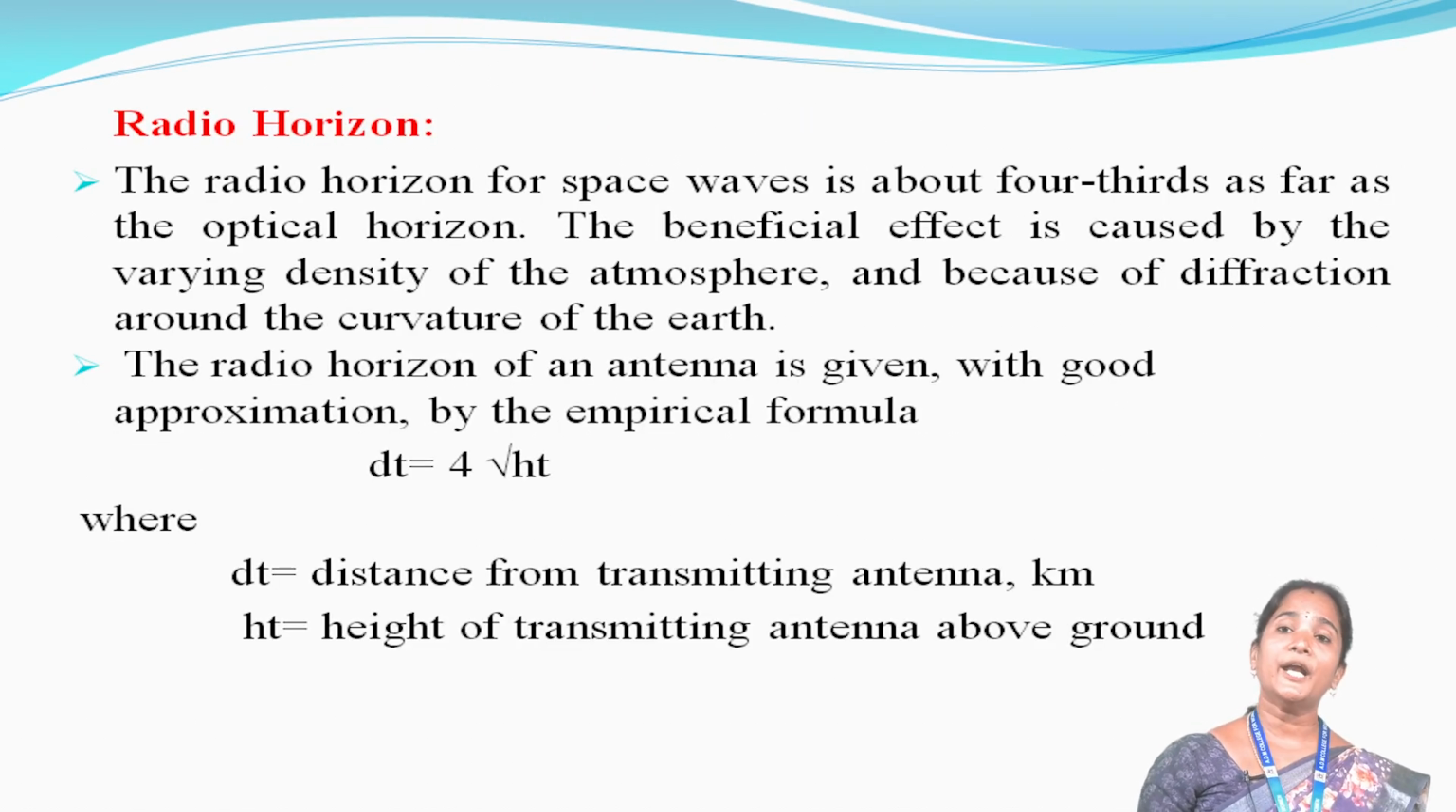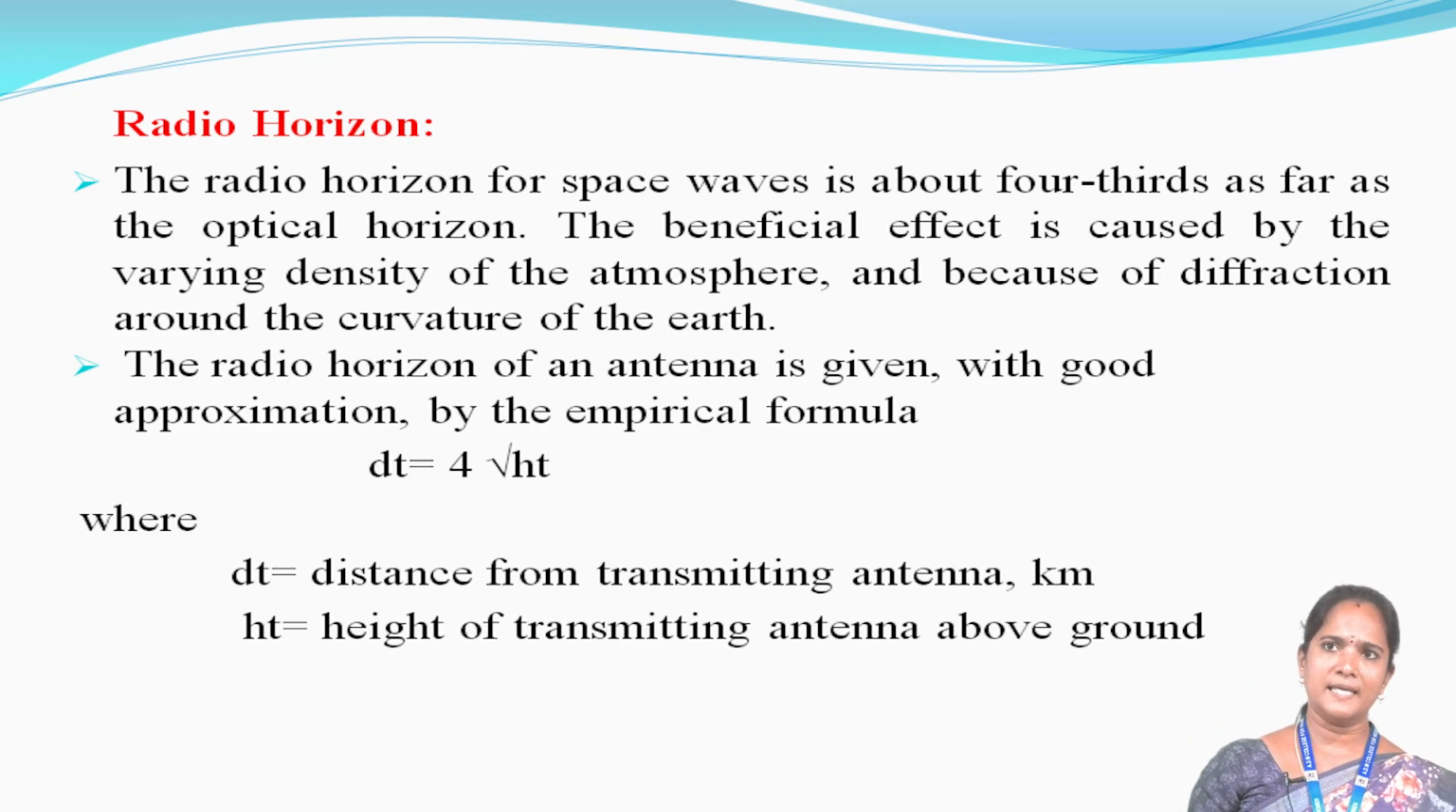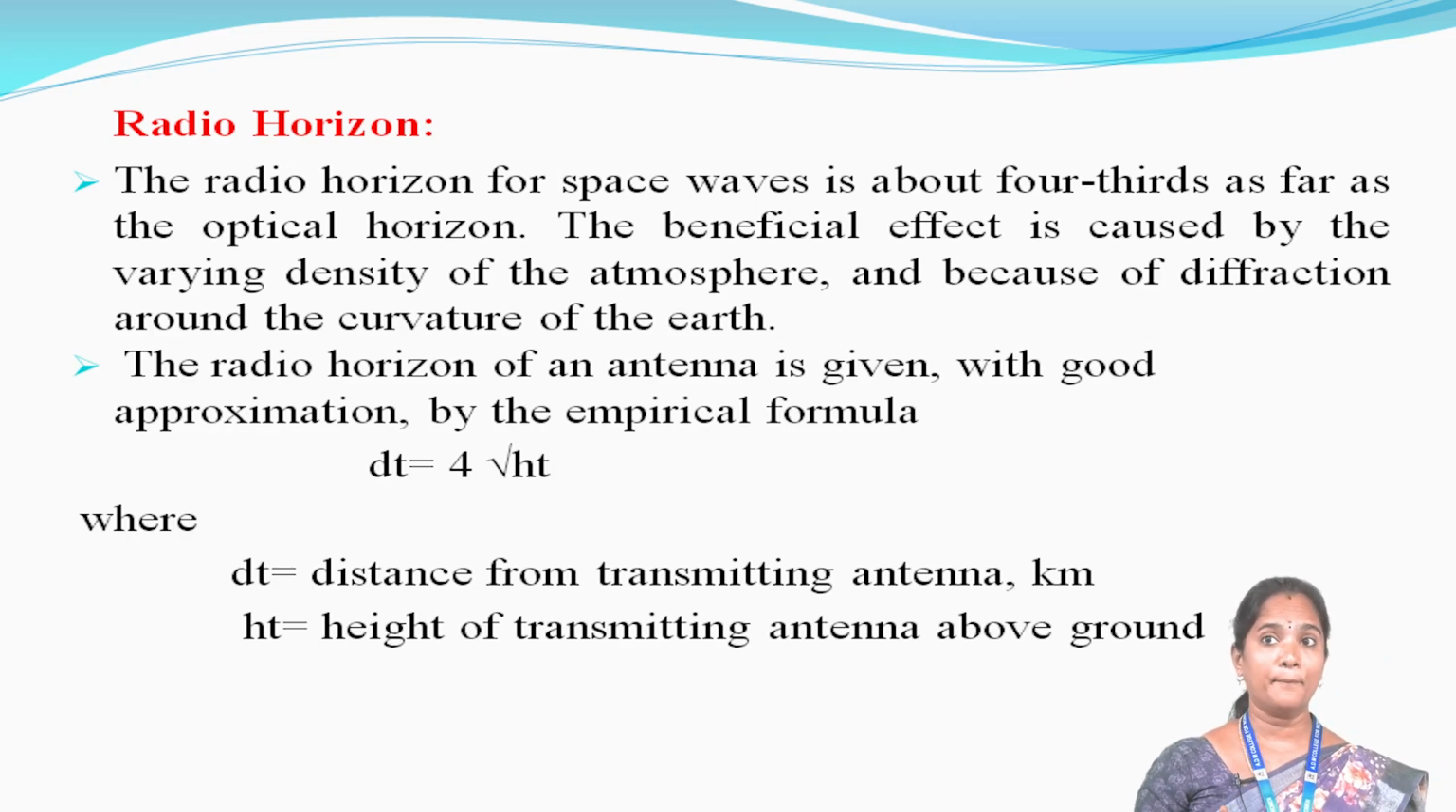Radio horizon. The radio horizon for space waves is about 4/3 as far as the optical horizon. The beneficial effect is caused by the varying density of the atmosphere and by diffraction around the curvature of the Earth. The radio horizon of an antenna is given with good approximation by the empirical formula dt = 4√ht, where dt is the distance from the transmitting antenna in kilometers and ht is the height of the transmitting antenna above ground in meters. The same formula naturally applies to the receiving antenna. Thus, the total distance will be given by addition, as in the empirical formula.